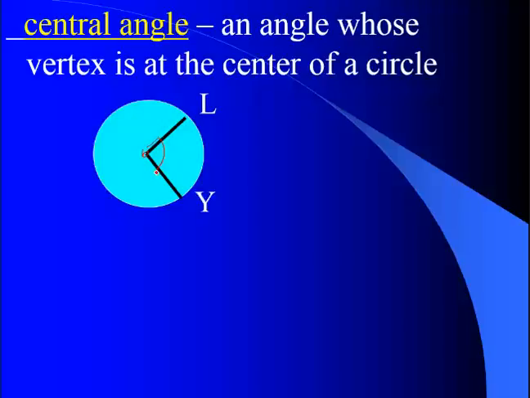Now remember, we really need to name an angle with 3 letters. The vertex being the middle letter. So this angle could be named LCY or YCL. And that would be our central angle name.